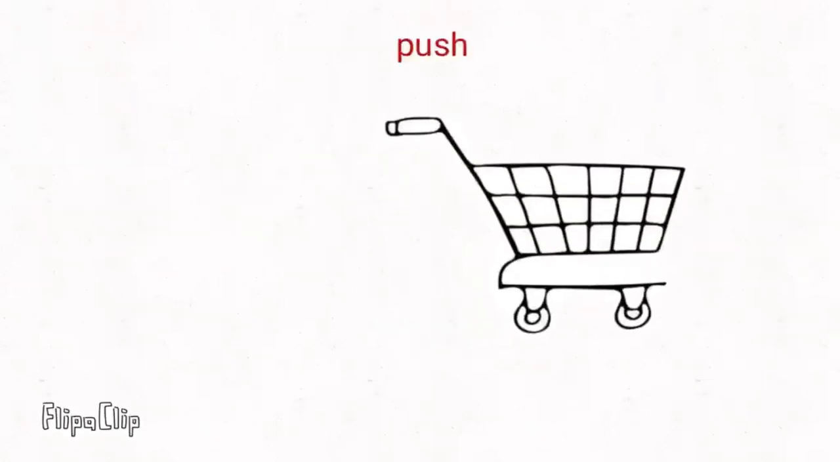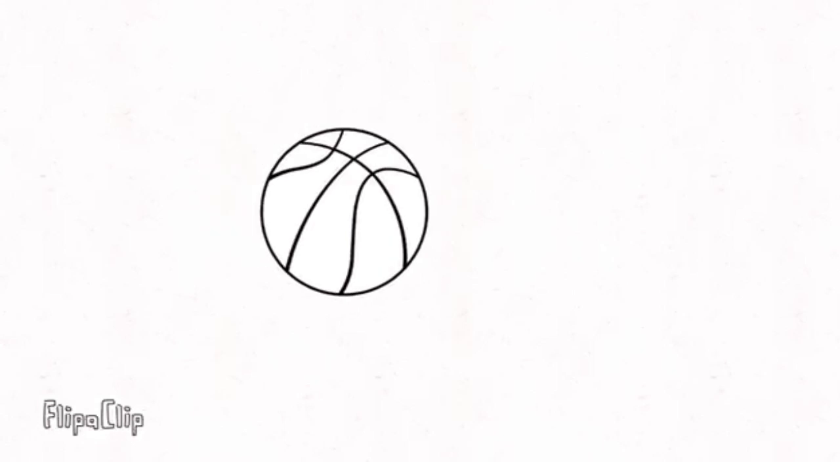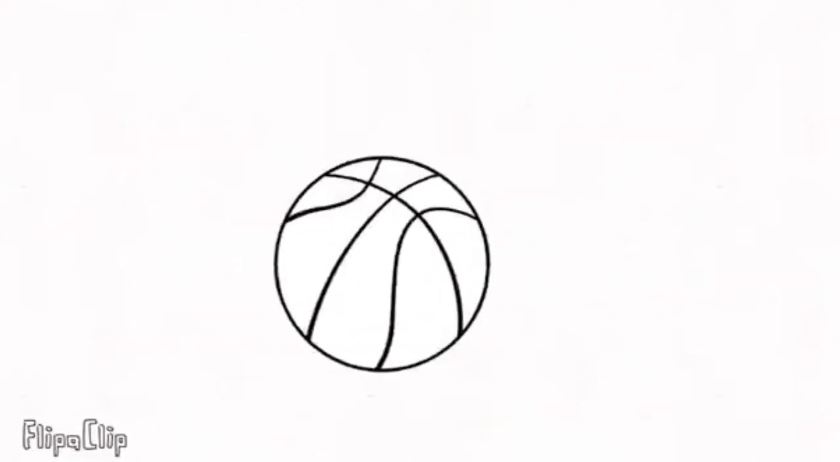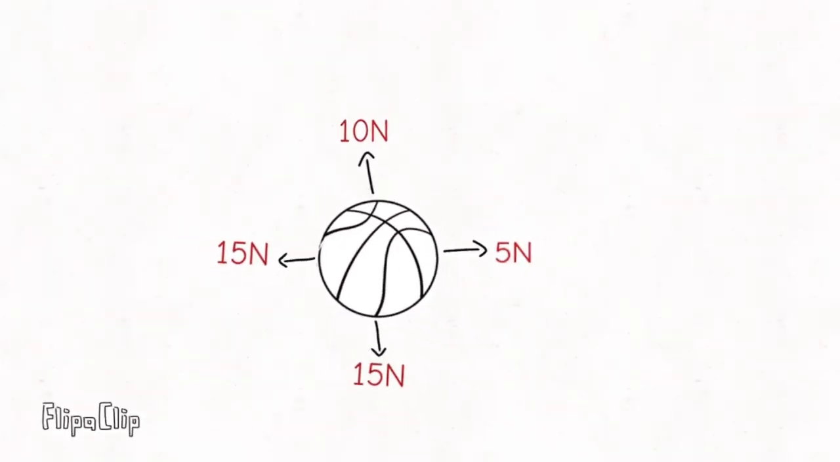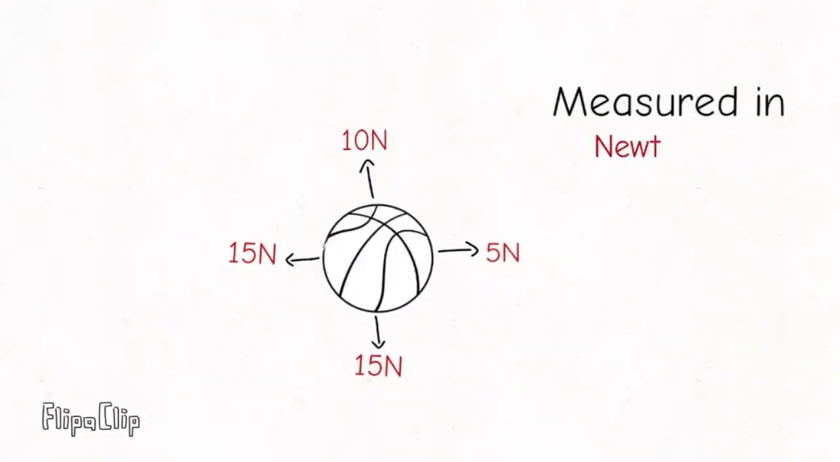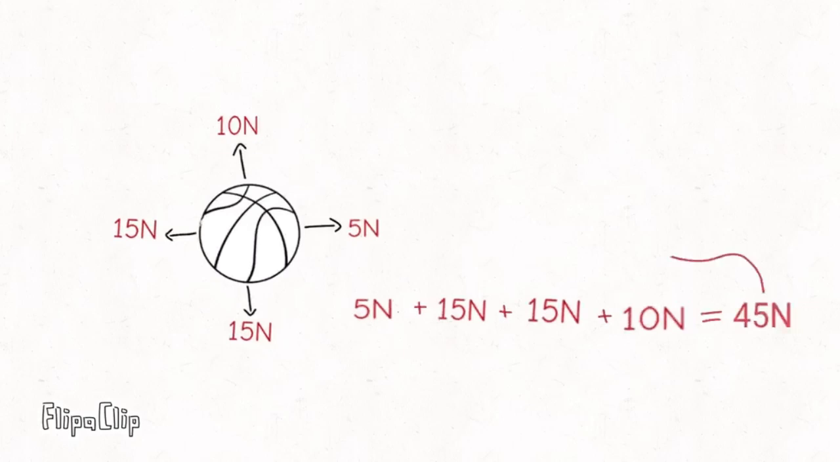All about net force. As we all know, force is a push or pull upon an object. It can cause an object at rest to move, change direction, reduce or increase the speed of a moving object, or change its shape. Force is measured in newtons. Net force is the combined total of all the forces acting upon an object. So the net force of this basketball is 45 newtons.